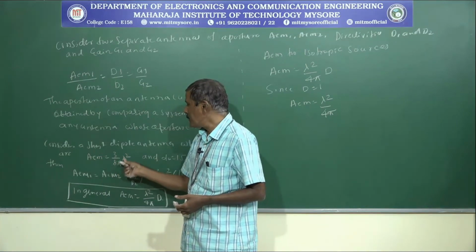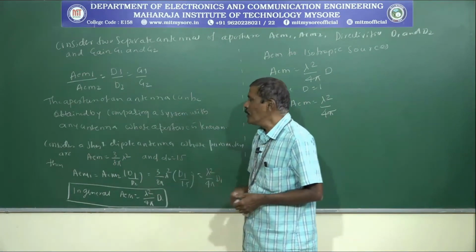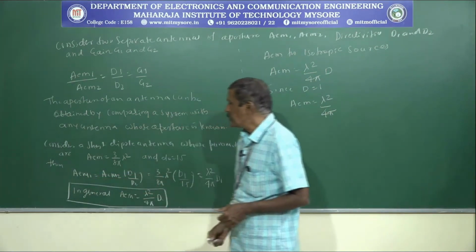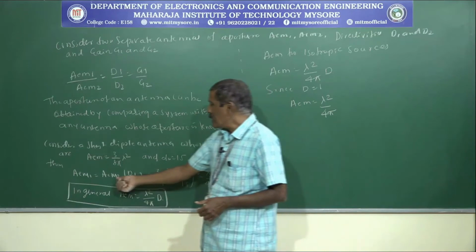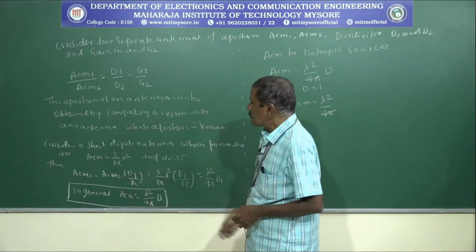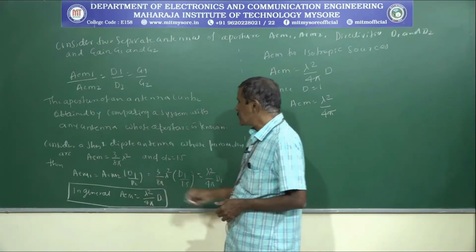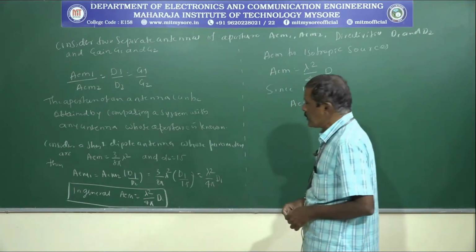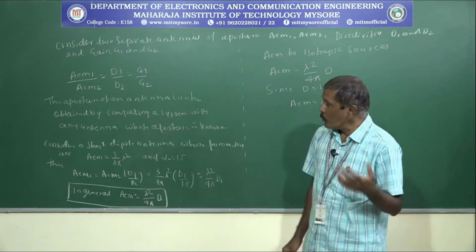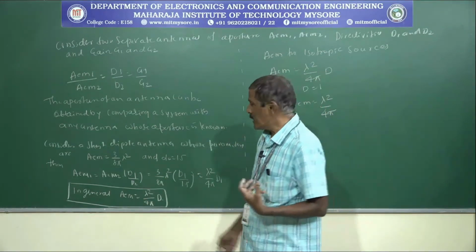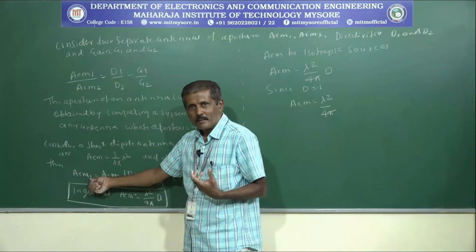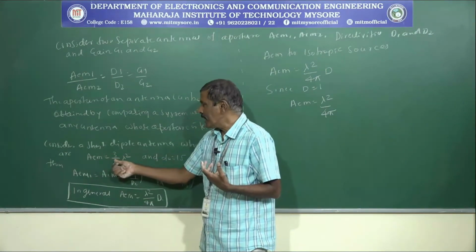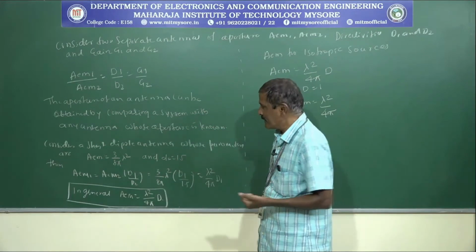AEM equal to 3 by 8 pi lambda square and D is equal to 1.5. Then AEM1 equal to AEM2 into D1 by D2. This is equal to 3 by 8 pi lambda square into D1 divided by 1.5. What we are doing is calculating the maximum effective aperture of antenna 1, knowing the maximum effective aperture of antenna 2 and its directivity.